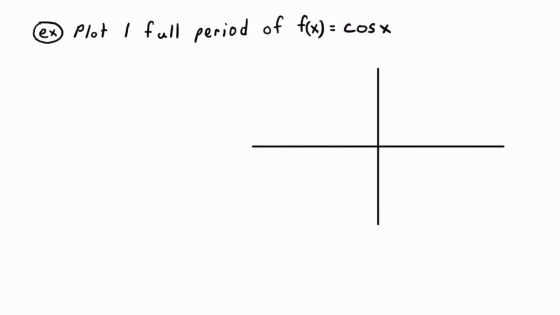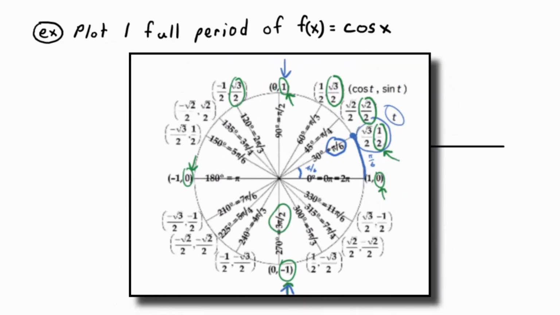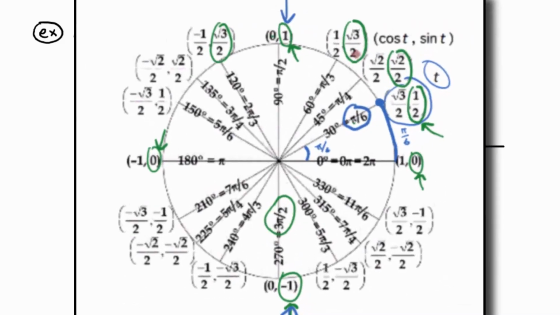Let's plot one full period of the cosine function. Now, we could plot points here. By the way, if we did plot points, the outputs of the cosine function would be the first coordinates of the outputs of the wrapping function. So if I were plotting points here, the inputs would perhaps be the same as what we used for sine, but then the outputs would be the first coordinates. So the cosine of 0 is actually 1, isn't it? And the cosine of pi over 2 is 0. The cosine of 180 degrees is actually negative 1. The cosine of 3 pi over 2 is 0. And then, of course, the cosine of 2 pi is also 1.